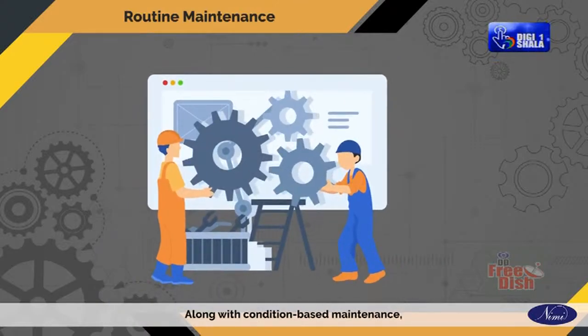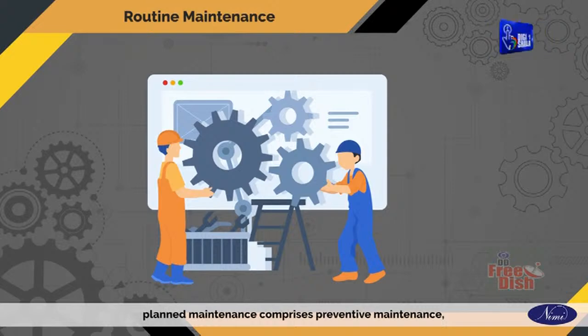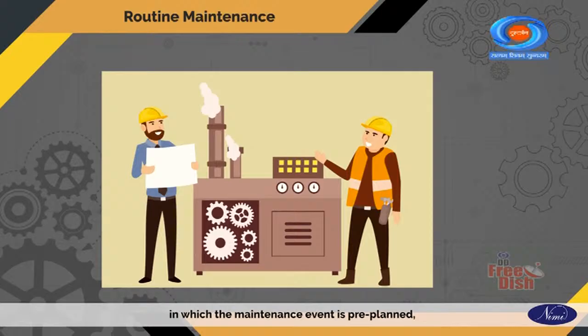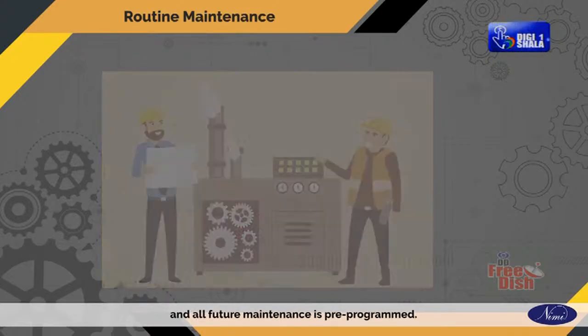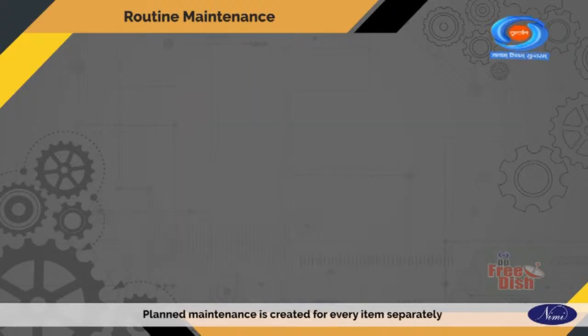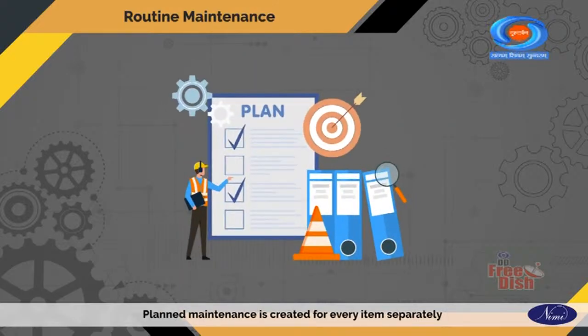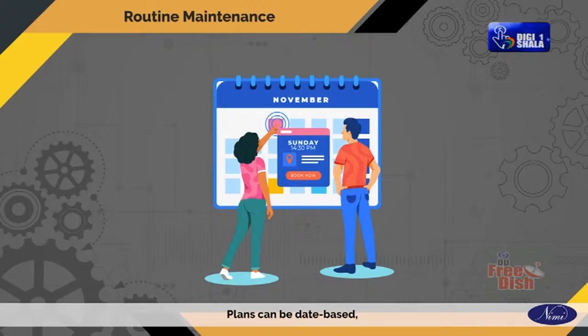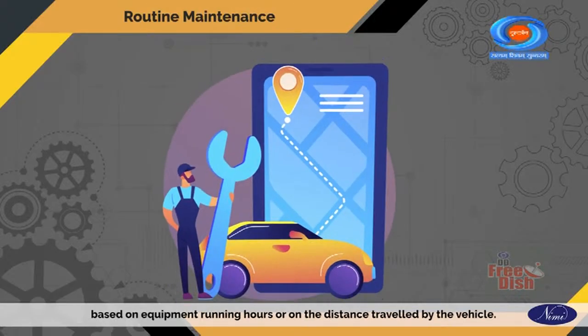Along with condition-based maintenance, planned maintenance comprises preventive maintenance, in which the maintenance event is pre-planned and all future maintenance is pre-programmed. Planned maintenance is created for every item separately according to manufacturer's recommendation or legislation. Plans can be date-based, based on equipment running hours or on the distance traveled by the vehicle.